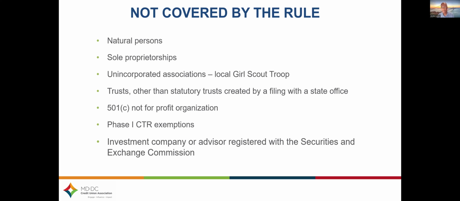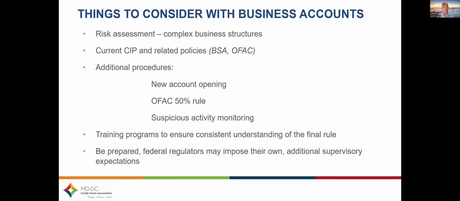All right, if you've got somebody that has a little landscaping company, solar partnerships, 501(c) nonprofit organizations, or your Phase 1 CTR exemptions, you do not have to comply. They are not covered by the rules. So you don't have to worry about looking at their beneficial owners. All right. So these things are okay. It takes a lot of weight off you when it comes to those.